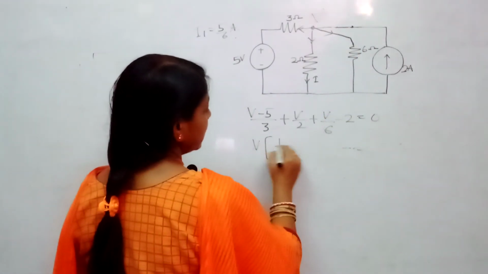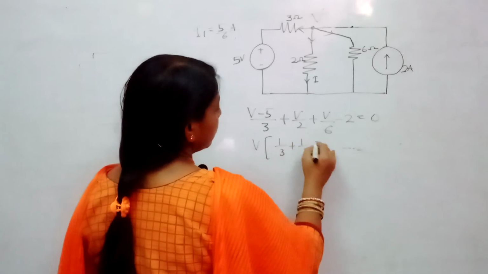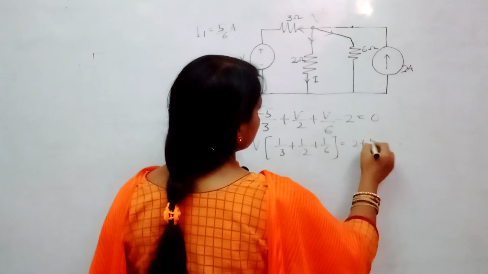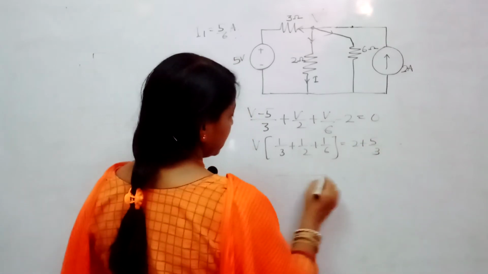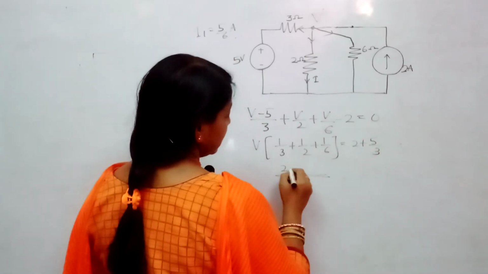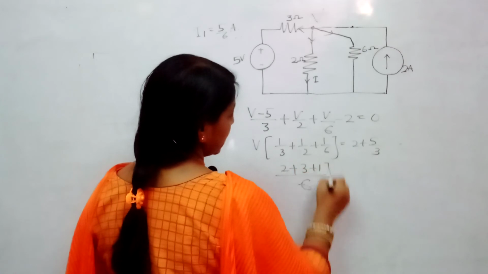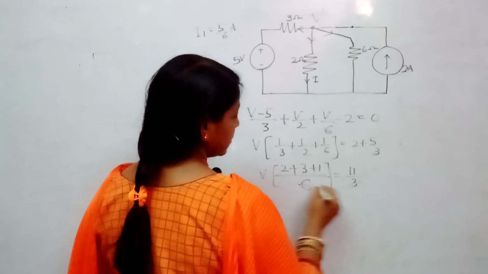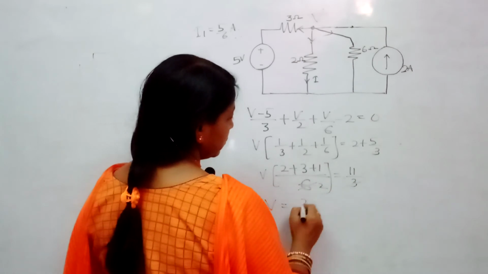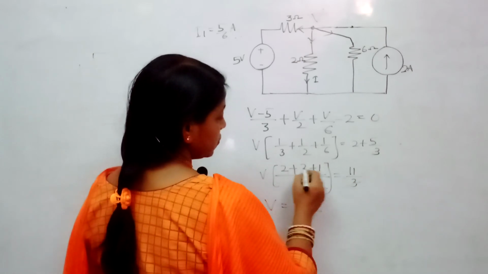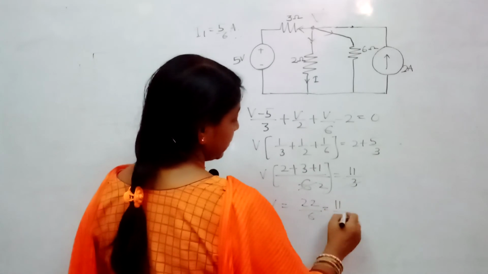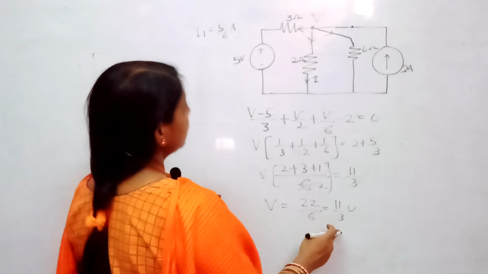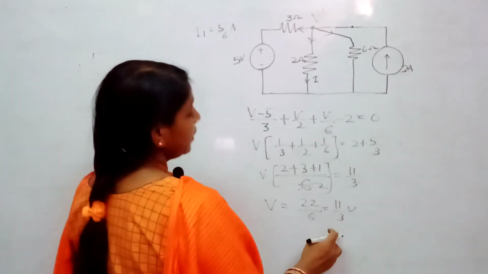So take V outside. (1 by 3 plus 1 by 2 plus 1 by 6) V equal to 2 plus 5 by 3. So take the LCM 6. (2 plus 3 plus 1) by 6 V equal to 11 by 3. So V equal to 22 by 3 by 6, 5 plus 6. That is 11 by 3 volt. Okay. So you are finding your voltage as 11 by 3 volt.